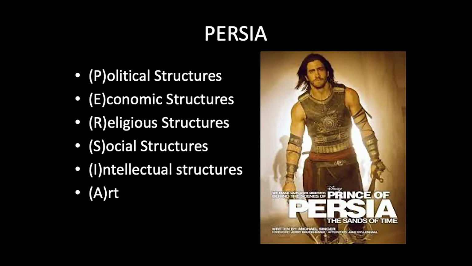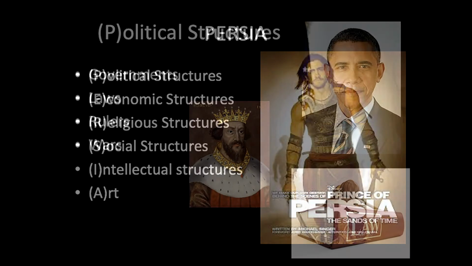So I always use this term called PERSIA. Basically, we're looking at political structures, economic structures, religious structures, social structures, intellectual structures, and art. This basically gives us a story of history. What political structures are in place, what economic structures are in place, what religious structures are in place, what social structures are in place, intellectual structures, and art.